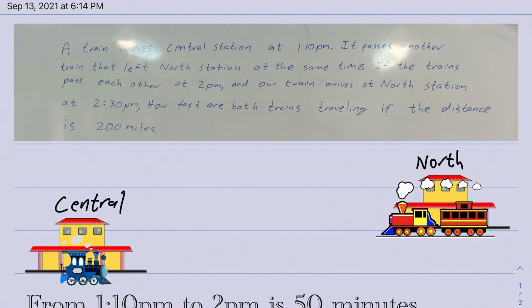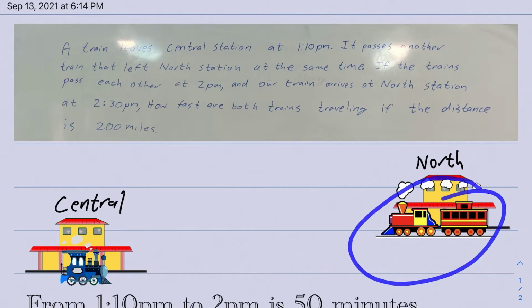Alright, so we're going to work through the train problem here. We've got two trains. The train leaving Central Station, this one right here, that's our train, and this is the other train. Our train passes another train that left North Station at the same time. Both trains leave at 1:10 p.m. They pass each other at 2 p.m., and our train arrives at North Station at 2:30 p.m.